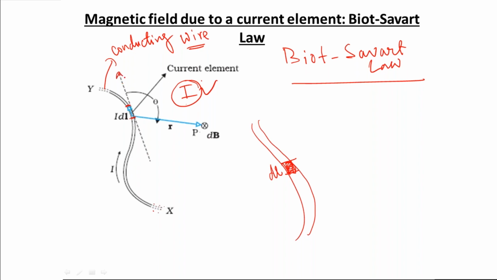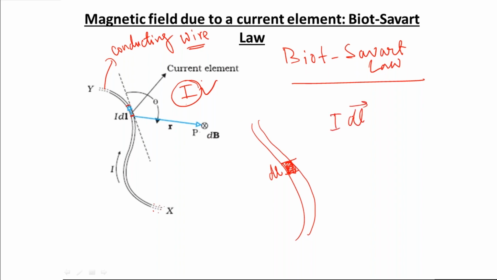Okay, at any point it is actually tangency. You can see this tangent. So this tangent will be the direction. So this will give you the direction, and obviously you have to take the tangent along the direction of the current. So your current is flowing this way.